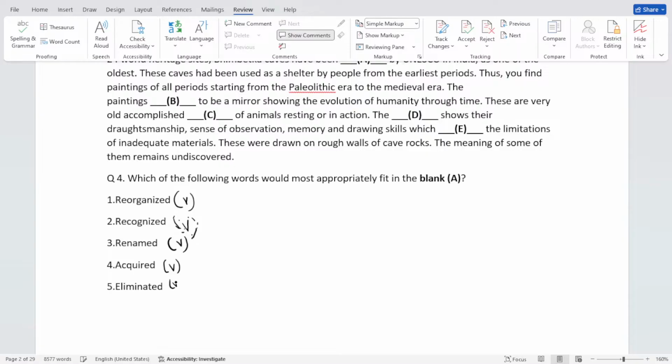So UNESCO here completely removed. Eliminated is nothing but completely removed. It is totally against the statement. So accordingly, what will be the correct answer? Please let me know. What will be the correct answer? Recognized is the answer. So now we will go for the next question.